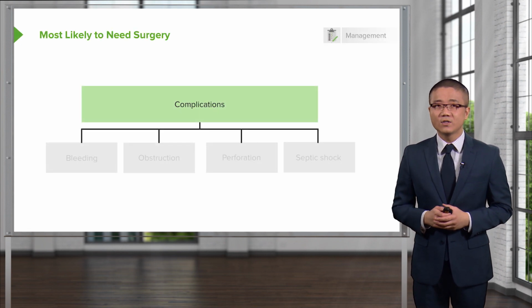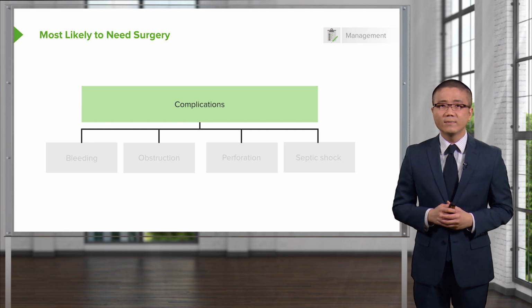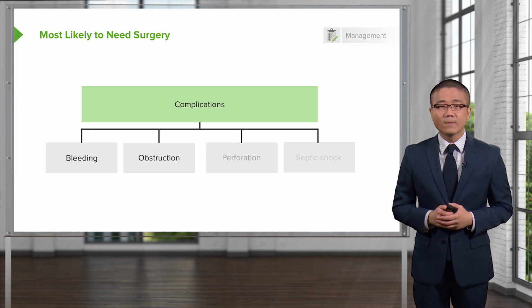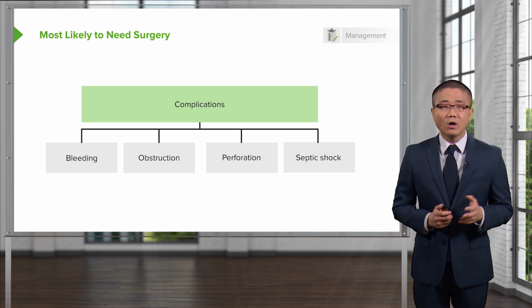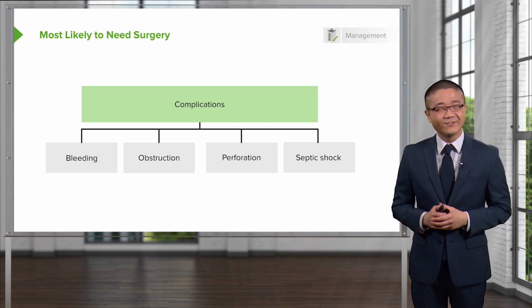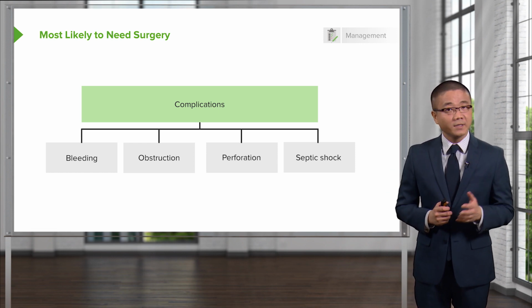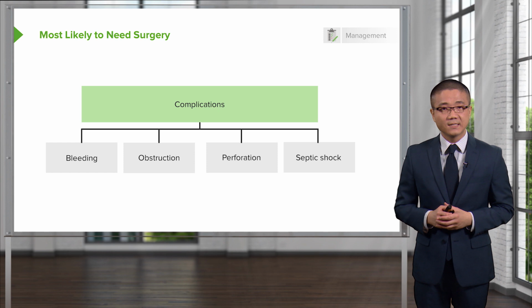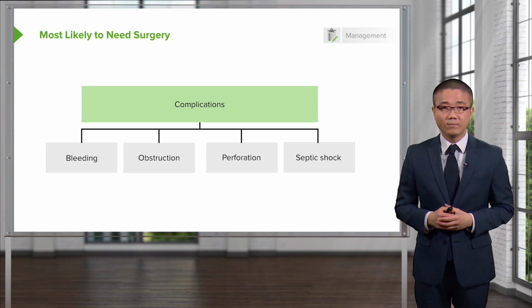Here are some complications that most likely would require surgery, and this is high-yield information for the examination. Bleeding, obstruction, perforation, and septic shock. Recall that bleeding is much more common in diverticulosis than diverticulitis, but one can bleed, and one can bleed significantly from diverticular disease. If the patient has localizable bleeding, then a regional resection is reasonable.